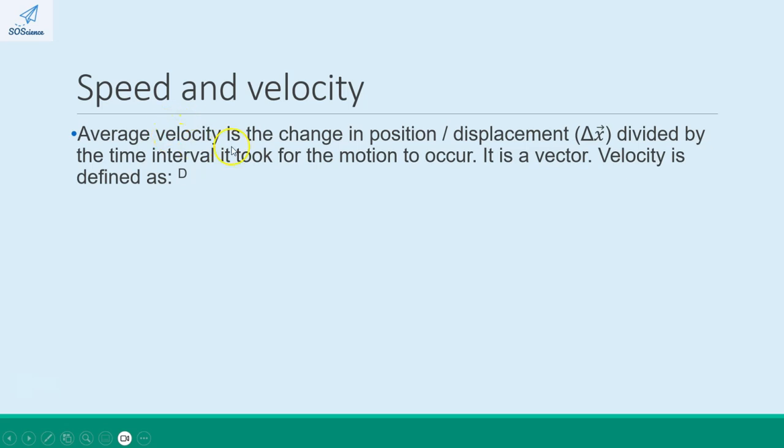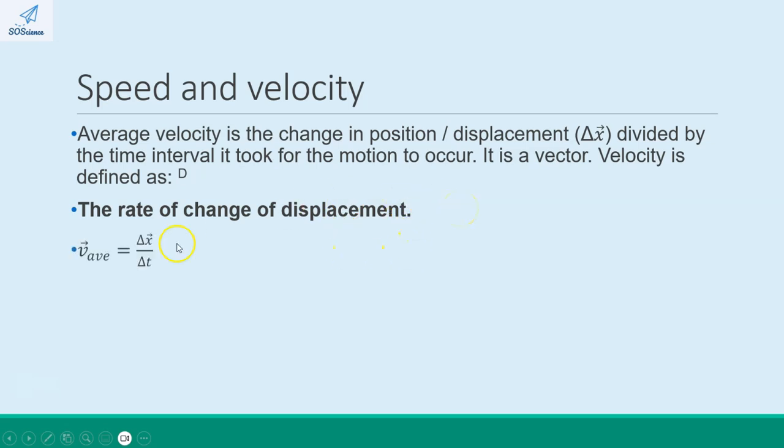Average velocity, on the other hand, is the change in position, or the displacement, which is delta x, divided by the time interval that it took the motion to occur. Velocity is a vector, so we may define velocity as the rate of change of displacement. If we look at this formula, we can see that the average velocity is something over time. So therefore we can use the definition of the rate of change of the numerator. So the average velocity is the rate of change of displacement.